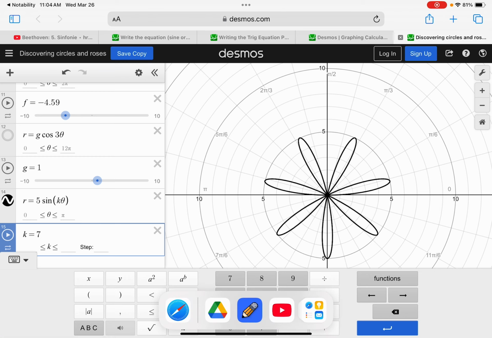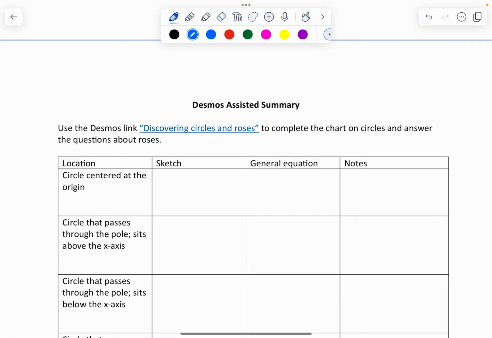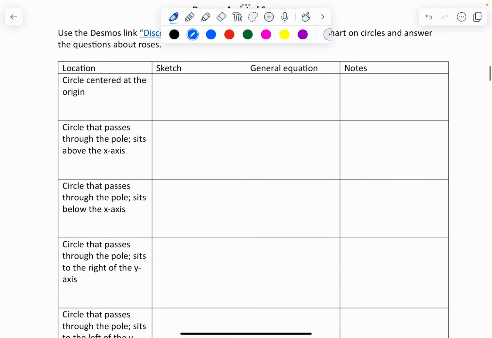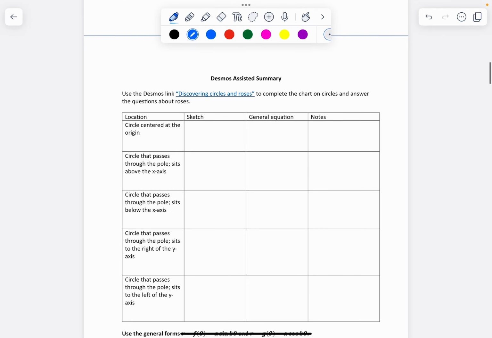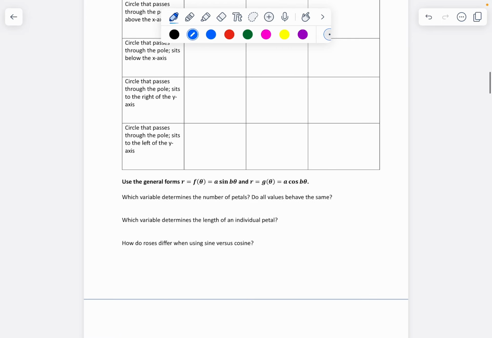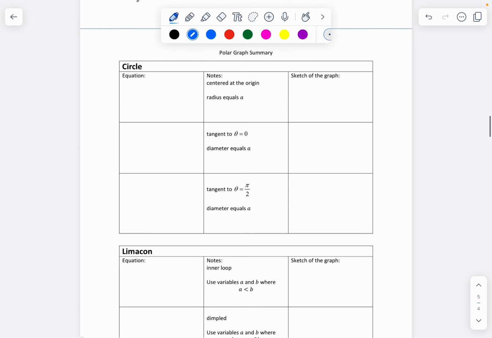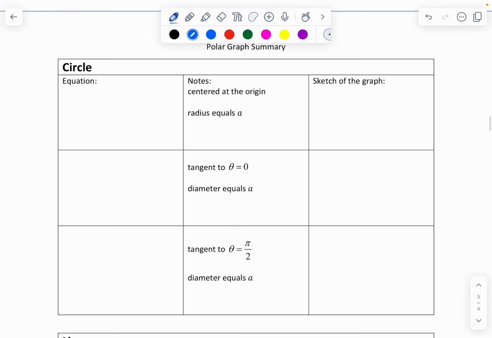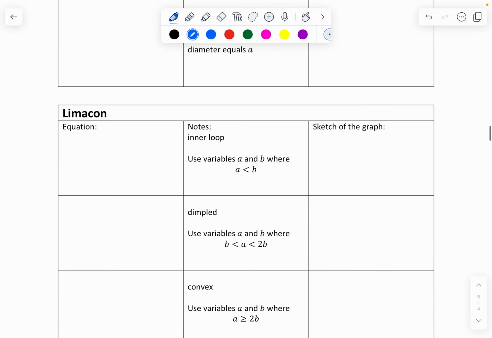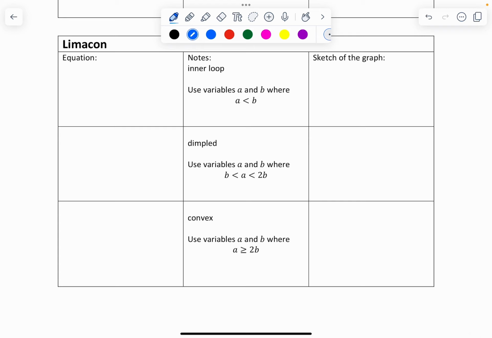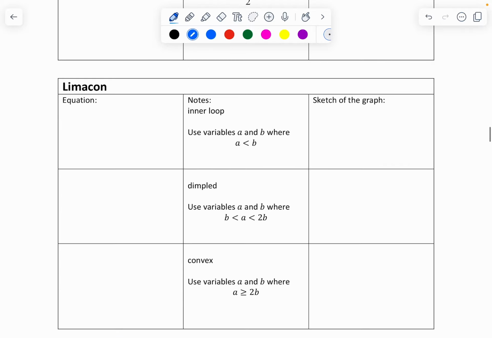So the next thing that I wanted my class to do is find a way to help you organize your thoughts. You could use something like this, or I had made this chart years ago. And so we look at this: one shape that we have is circles. Another shape is the limacon, which we have as a limacon with the inner loop, a dimpled, or a convex limacon. And so there are different scenarios that fall into place here.